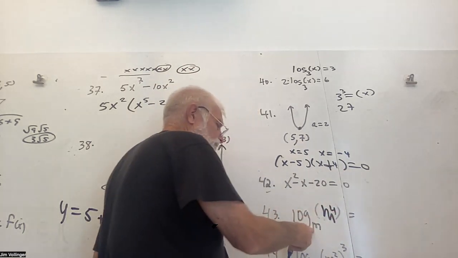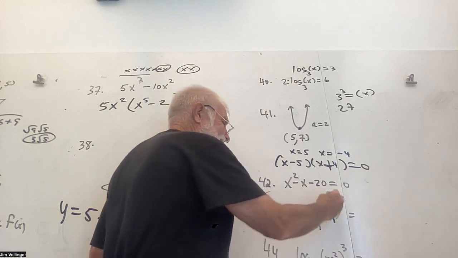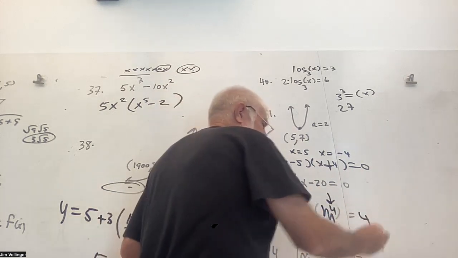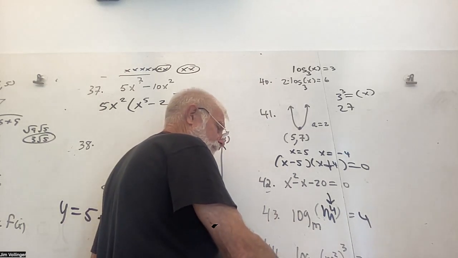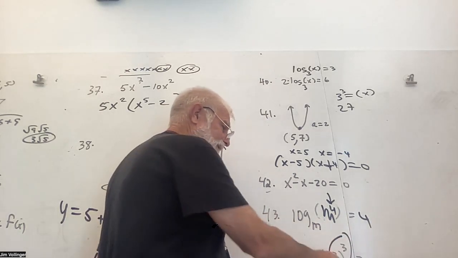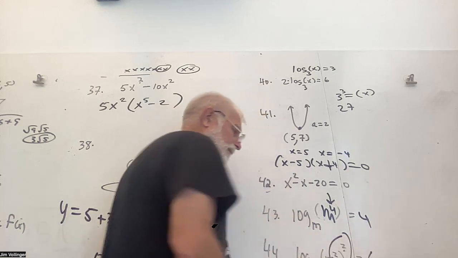And this wants me to look for exponential activity on top of n. I see it. It's a 4. That's that answer. And I'm looking for exponential activity on top of an m. I see the activity, and that activity is multiply.